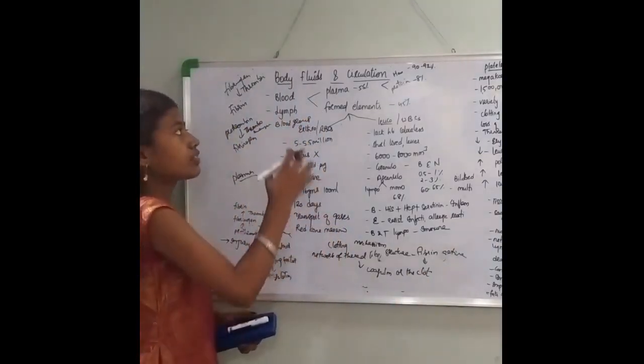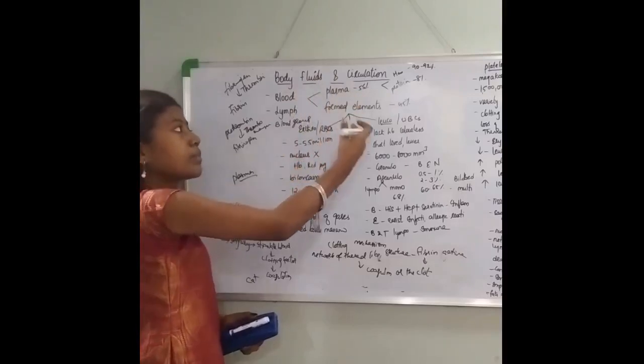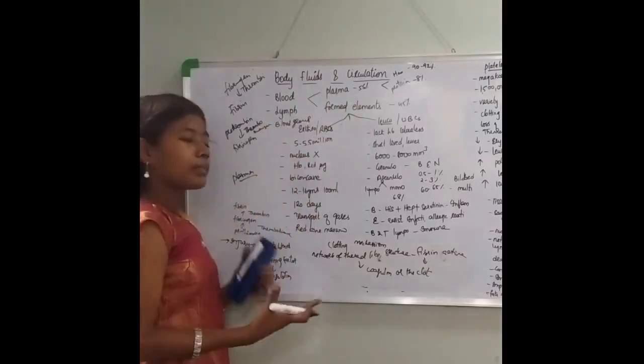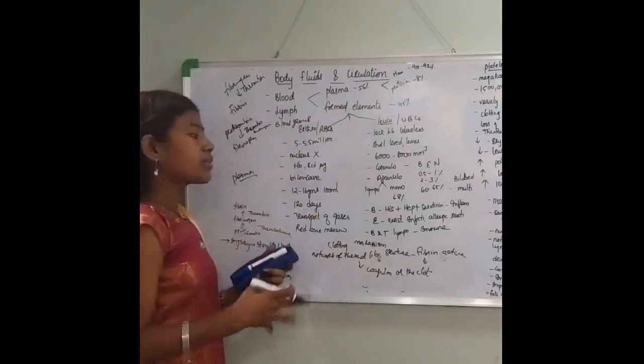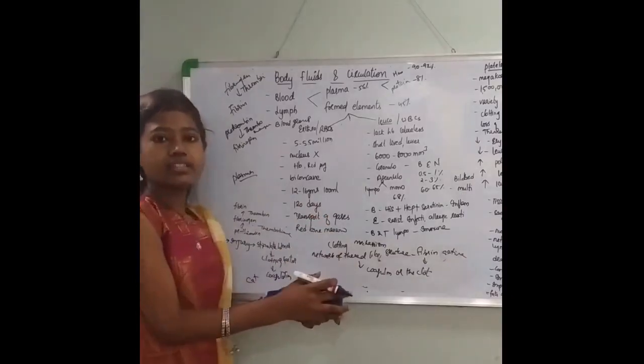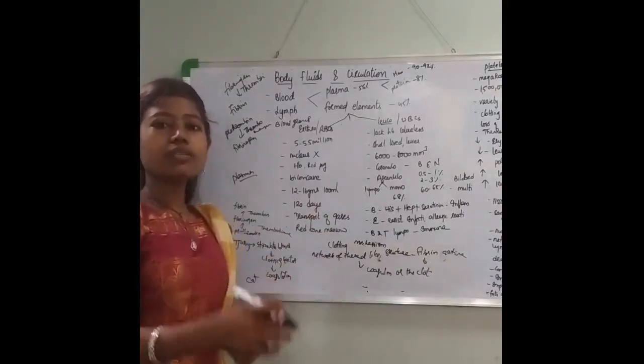So with this we have completed blood, that is the formed elements and plasma. Then we have completed the lymph. Then we have discussed blood grouping. Then we have discussed the Rh factor. Then we have completed the coagulation mechanism. In the next video, we'll discuss the circulatory pathway and the mechanism of blood circulation.